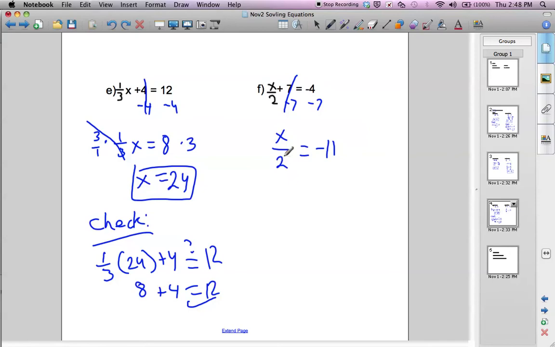So to do the opposite of divide by 2, you're going to multiply by 2. That gives you 1x on that side of the equation. We're going to multiply the other side by 2. We get x equals negative 22 as your solution. And that's how you solve simple equations.